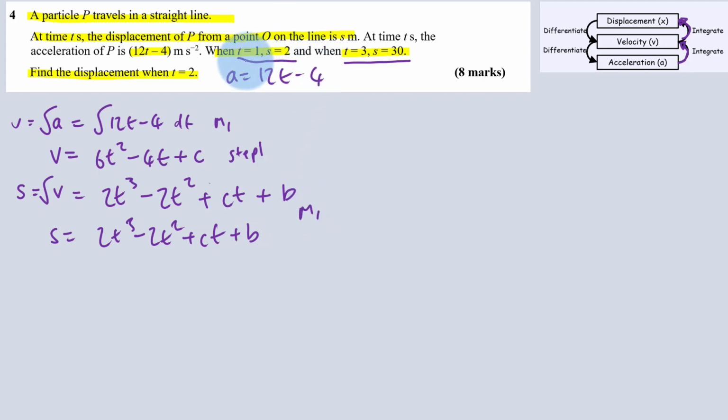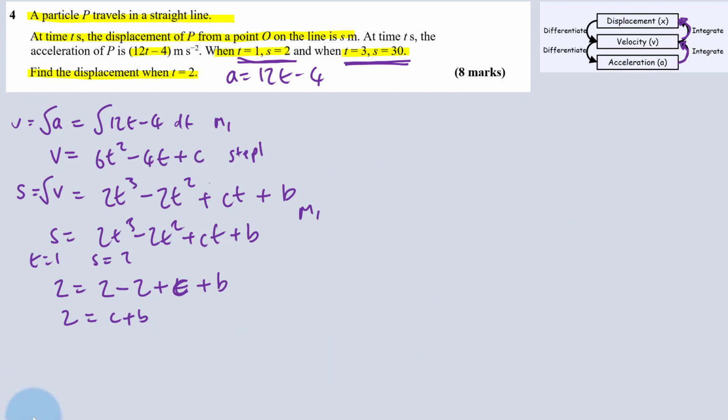Now we can substitute this bit of information into this formula. So t equals 1, s equals 2. What we're going to get, that's going to be 2 equals 2 times 1 cubed, that's 2, minus 2, plus c, plus b. Okay, now let's simplify that, so we get 2 equals c plus b.